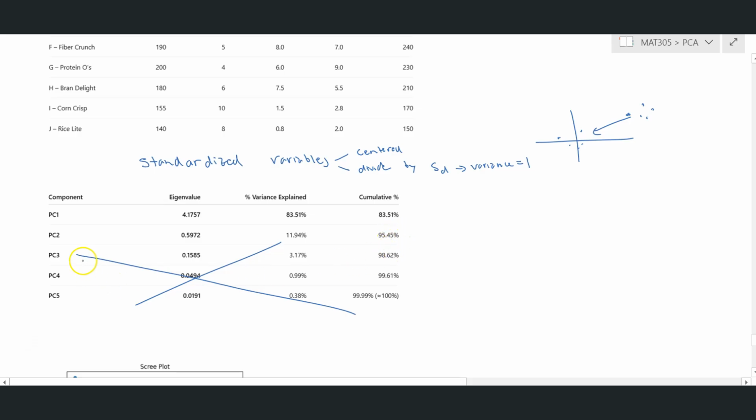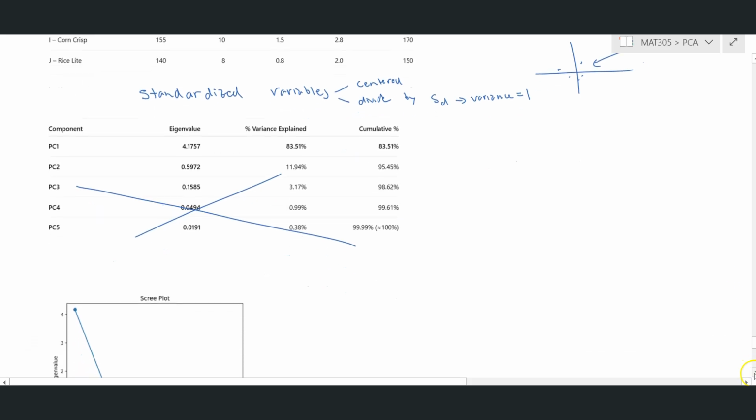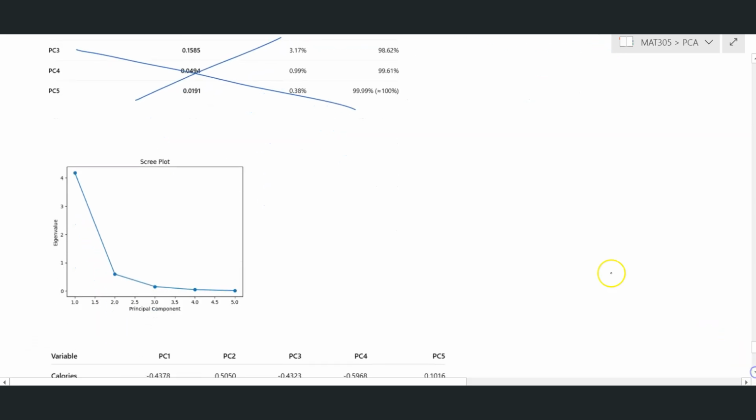You might take into account PC3, but again, what we're trying to do is reduce the data dimensionally, and we see that PC1 and PC2 by far dominate the other ones. We can see that in the scree plot as well. Remember, this is just the principal component. Ignore the half steps here.